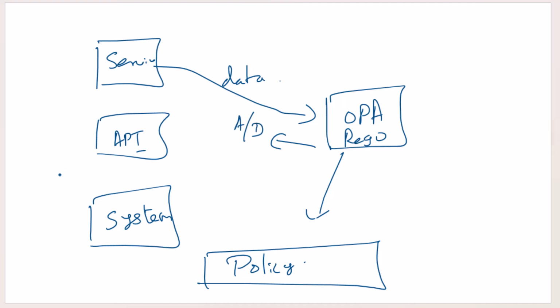It's used everywhere, from Kubernetes admission control to API gateways to microservices authorization, and even Terraform or CI/CD pipelines. In short, OPA centralizes your rules so that you can enforce them consistently across systems. So remember, OPA, that is policy as code for consistent decisions everywhere.